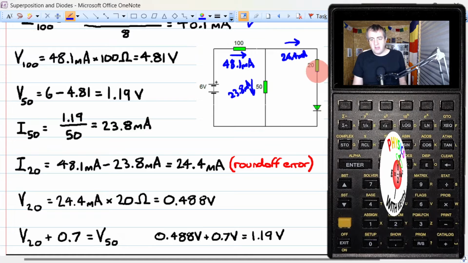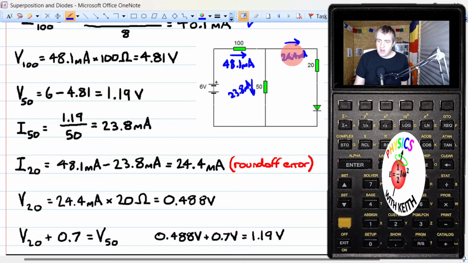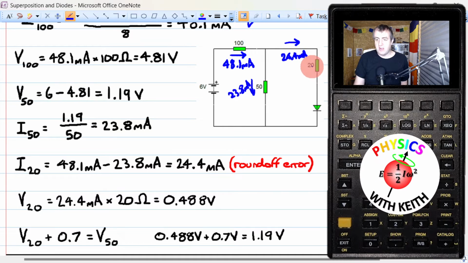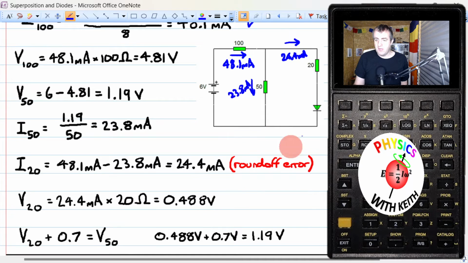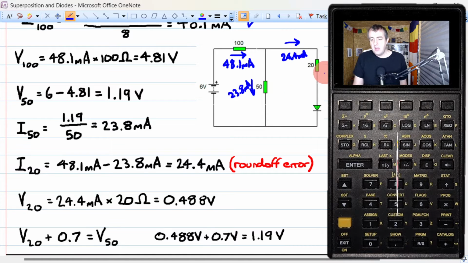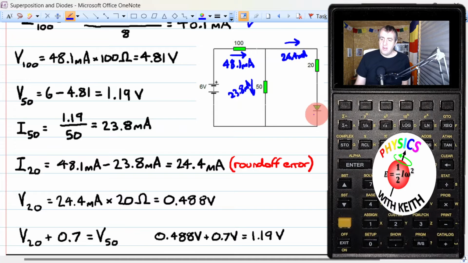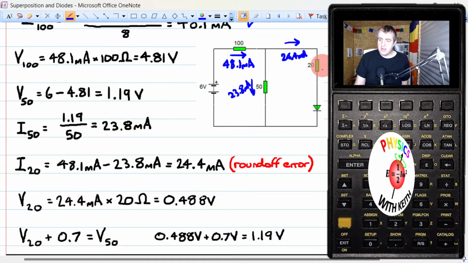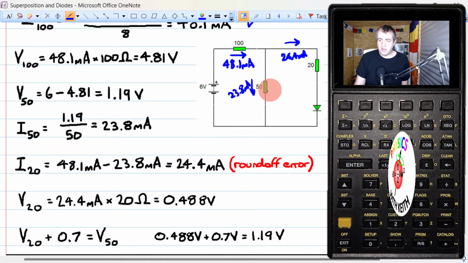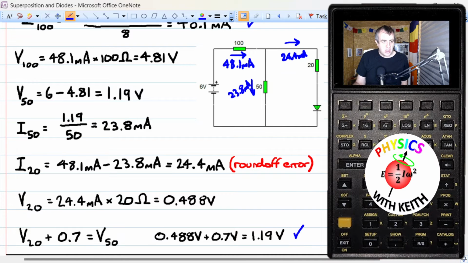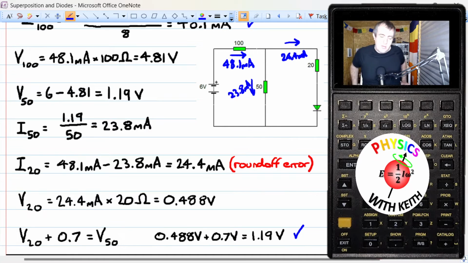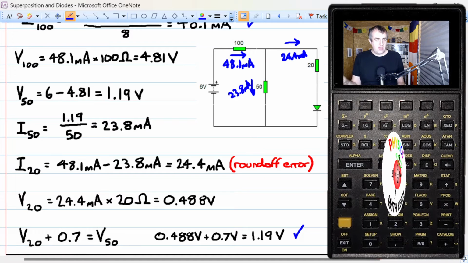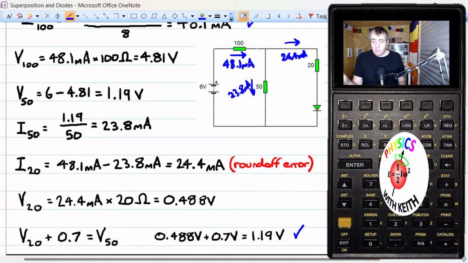V20, easy, that's just I times R. We now know I is 24.4 milliamps times R, which is 20, which gives you 0.488 volts. And let's just double check. If this is 0.7 volts and we add it to 0.488 volts, we should get the same potential difference as we've got across the 50 ohm resistor, and we do. So we now know the potential difference across and current through every component in this circuit.